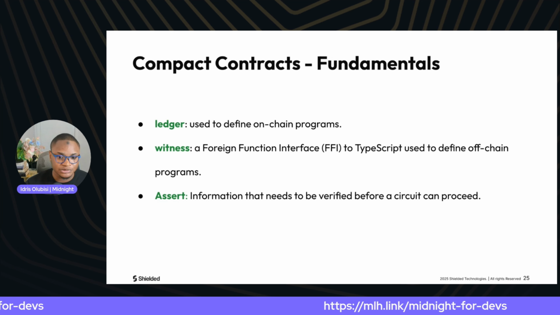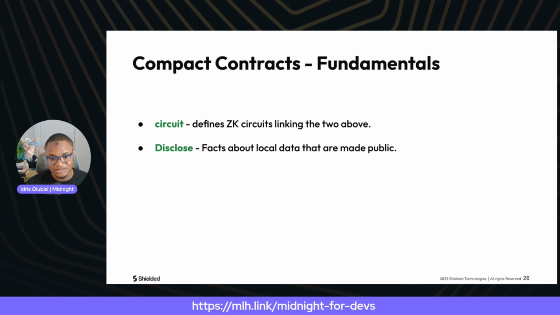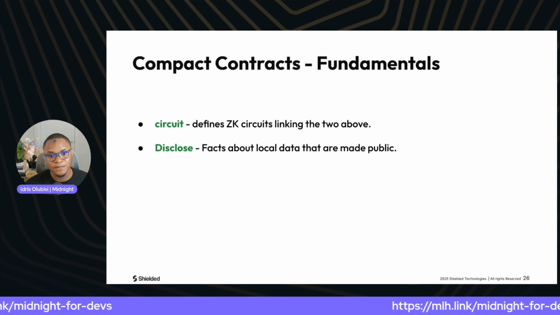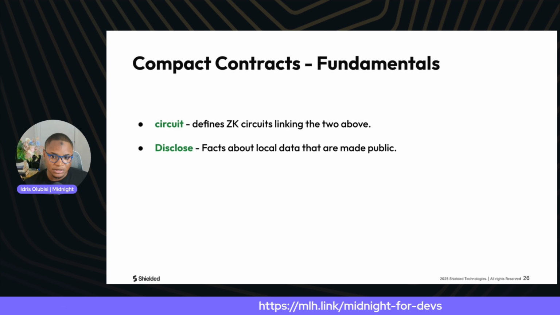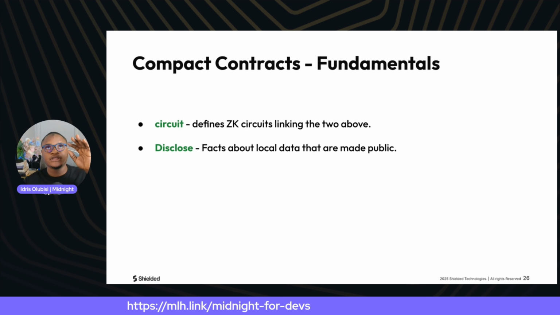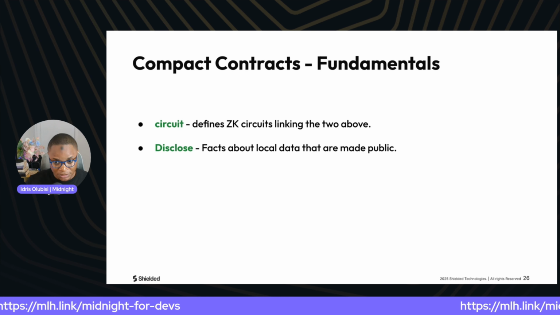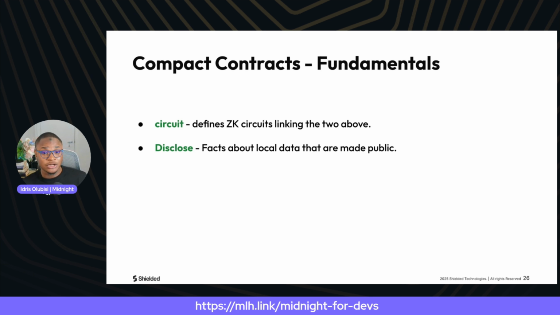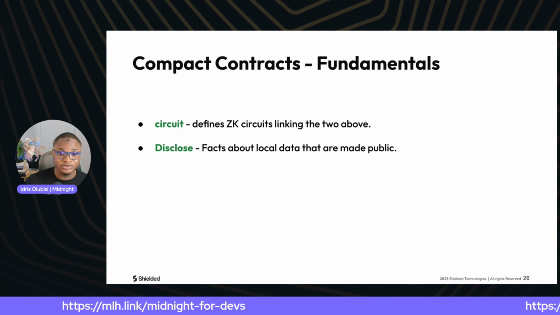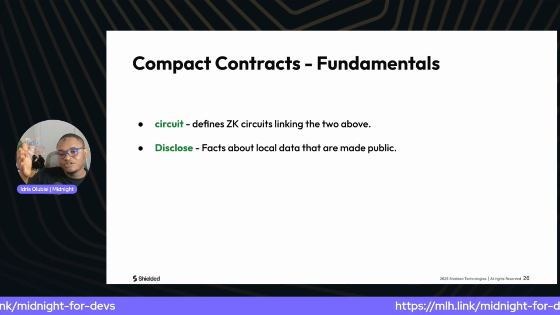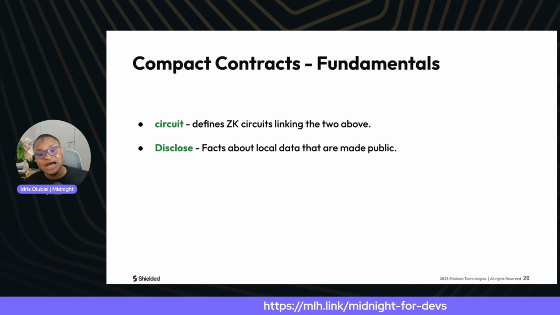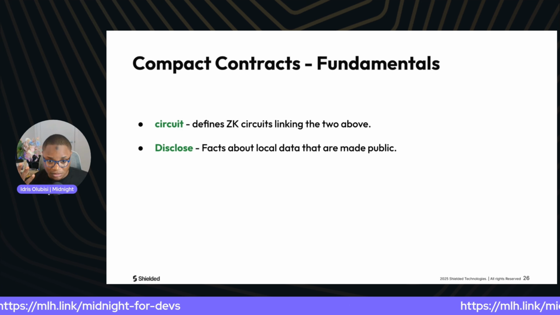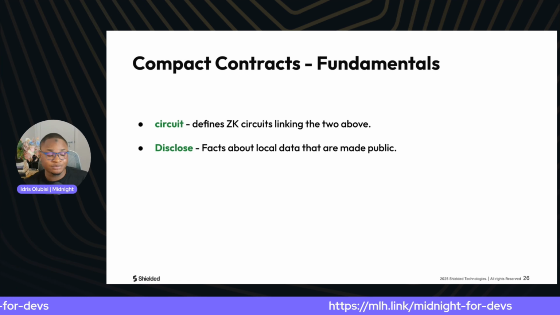And then we have two more concepts, which are the circuit and then the disclose. You often see circuit in Compact code. This is the unit of computation in Compact, basically. A circuit is a function that compiles into a zero-knowledge proof circuit. It can read your private state witness data, does computation over it, and optionally updates the ledger state. And then at the end of the day, produces a proof that everything has happened correctly. So you often see this keyword when you are writing your Compact programs.